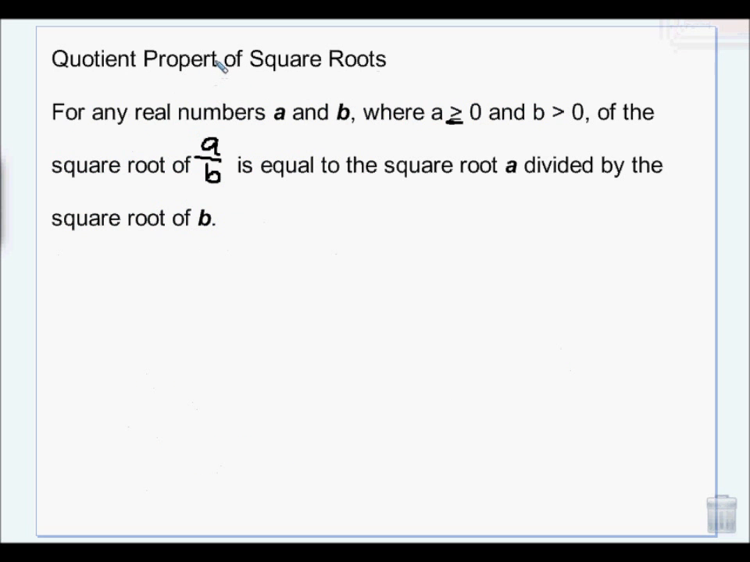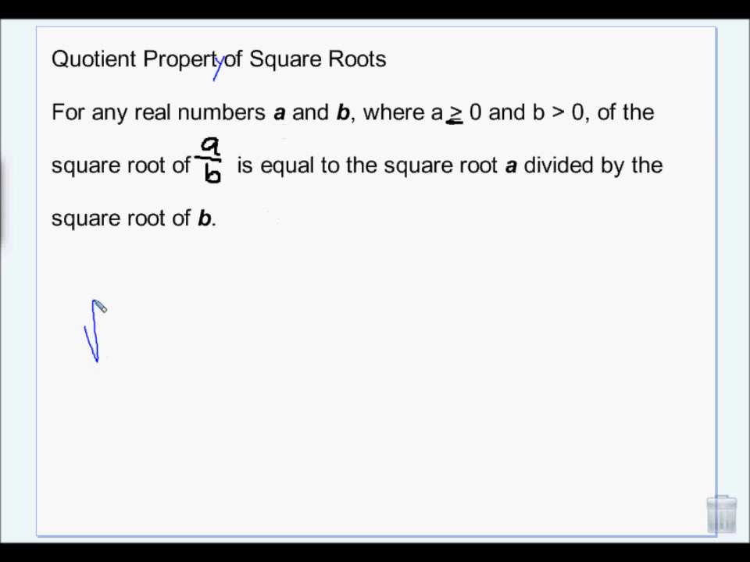Now we have the quotient property of square roots. So we have, for any real numbers a and b, a is greater than or equal to 0. So a can be 0. That's all right. But b has to be greater than 0. That's because we can't have any zeros in the denominator. And the reason we're saying it has to be greater than 0 is we can't have any negatives under our square roots, right?